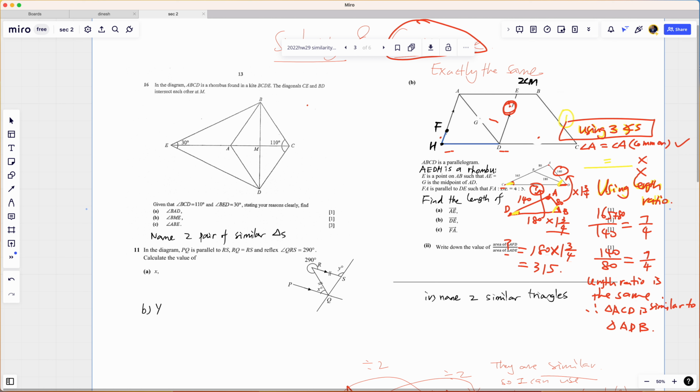Actually, I think this one also can. This is also 55. This is 90. So this is also 35. So in a way, this one is also similar to this one. But of course, you need to match accordingly. Do you match with what?